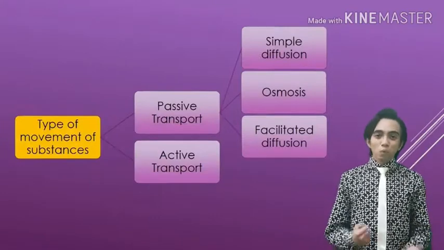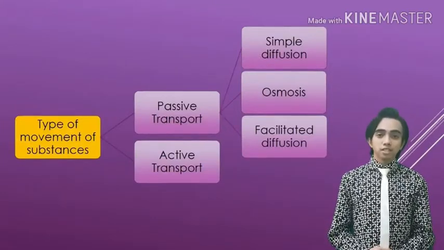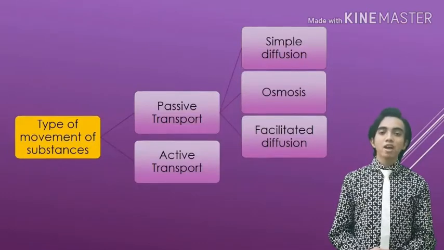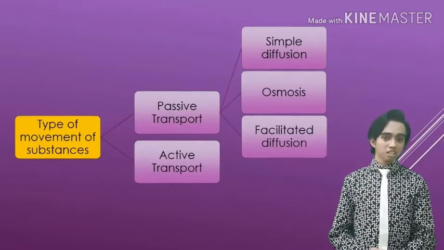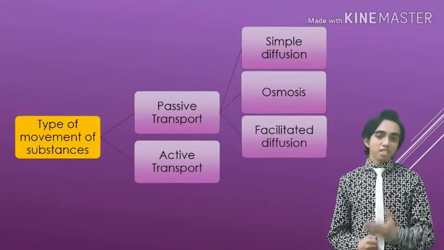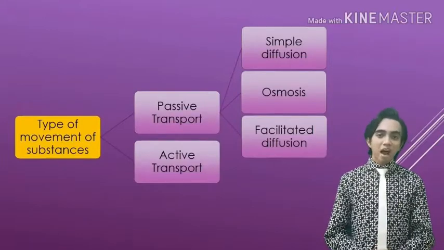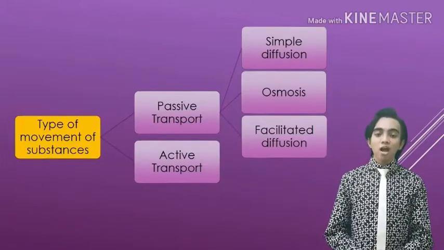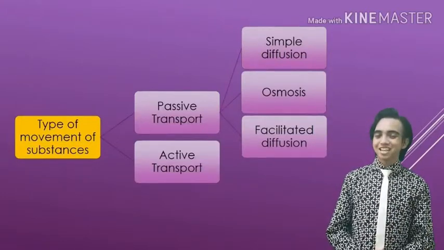What you can see is the movement of substances across the plasma membrane. There are two types of movement of substances across the plasma membrane, which are passive transport and active transport. Passive transport is divided into three: simple diffusion, osmosis, and facilitated diffusion.